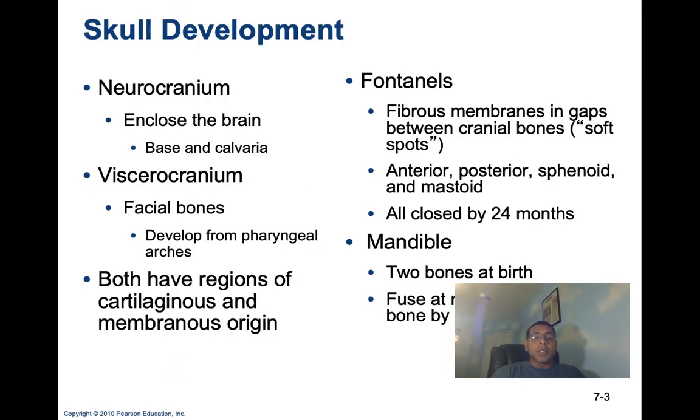Let's go through and check out some skull development. Now, when we talk about the neurocranium, it's responsible for enclosing the brain, and it's made up of the base and the calvaria, and we'll go through each of those structures. The visceral cranium is basically your facial bones, and they develop from our pharyngeal arches. Very important structures when it comes to embryonic development.